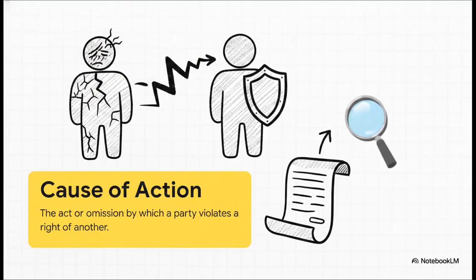Every great legal drama needs an inciting incident, right? Under Rule 2, that's called the cause of action. It's the specific act or omission by which one party violates the right of another. And this is absolutely crucial. Without this specific violation, this initial spark, you just don't have a basis for a civil lawsuit. You can't just sue someone because you're annoyed with them. They must have actively violated a legally protected right of yours. Once they do, bam, you file your initial pleading, which is known as the complaint.